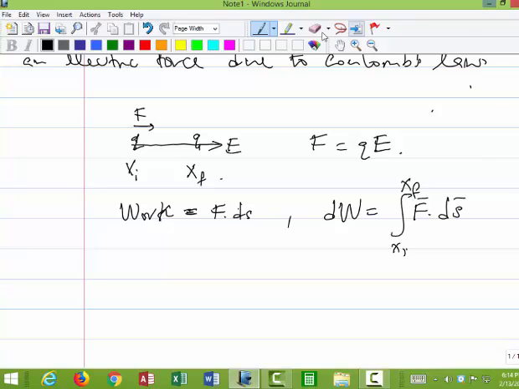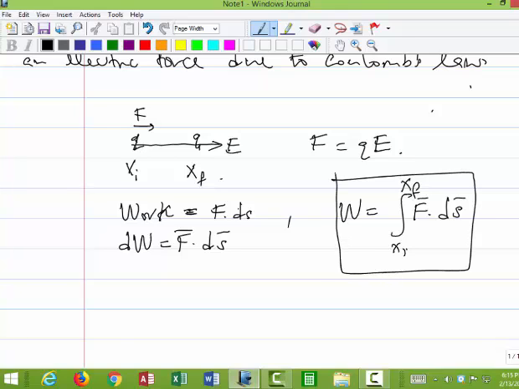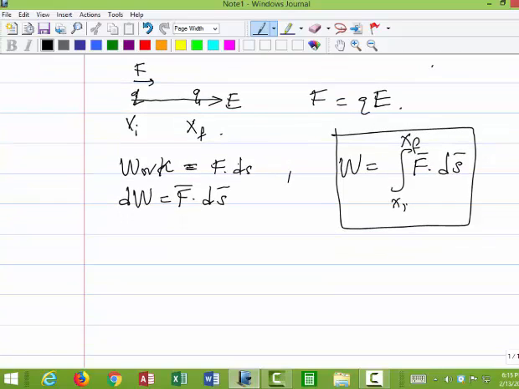Once I put the integral, I don't need the W, so I'll take that off. So basically dW is equal to F dot ds. And when you integrate it, then this is what you have. Okay, so this is the work done on the charge. So we can apply this to uniform fields. So when we get into an electric field, we can use the force due to the electric field.